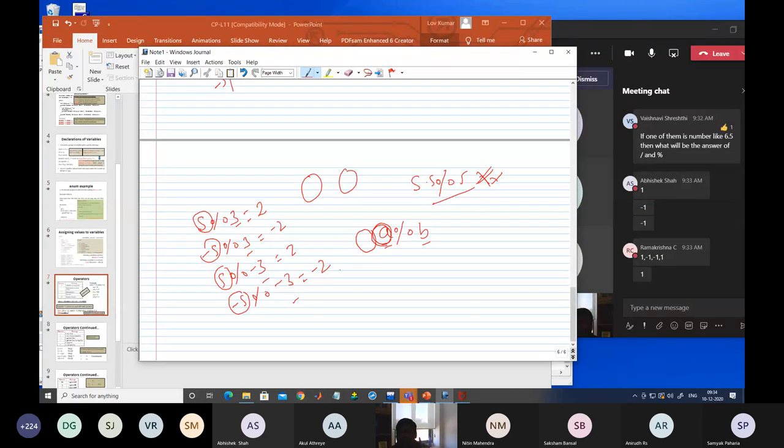Clear? So what I have mentioned, the modular division you can apply only for integer operands. You cannot apply it for real numbers or floats. You can apply it only for integers as well as characters, because a character is equivalent to an integer. If you write the character 'A' here, that is equivalent to 97, one integer constant. So modular division can only apply for an integer value or a character value. You cannot apply it for any other type of value.